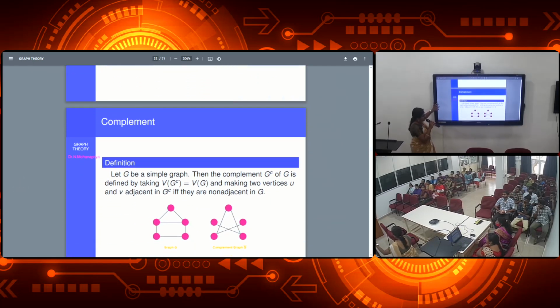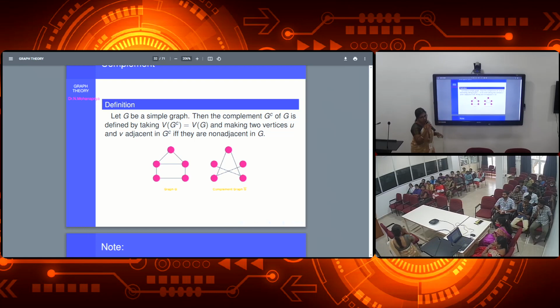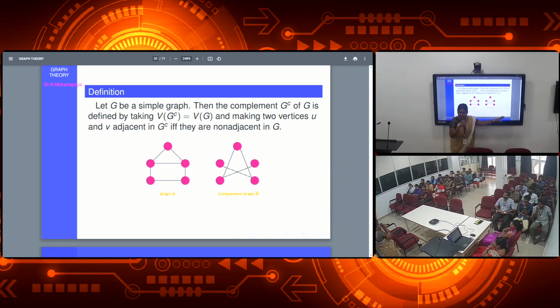Next, complement. First I am considering a graph G. Whatever adjacency is preserved in graph G should not have an adjacency in the complement of that graph. If there is no adjacency in this graph G, there should be an adjacency in the complement of graph G. Suppose I consider these two vertices, there is an adjacency. So in the complement graph, there is no adjacency between those two vertices. Right? This is a complement of a graph. We will denote that one as G power C. It is a complement of a graph G.